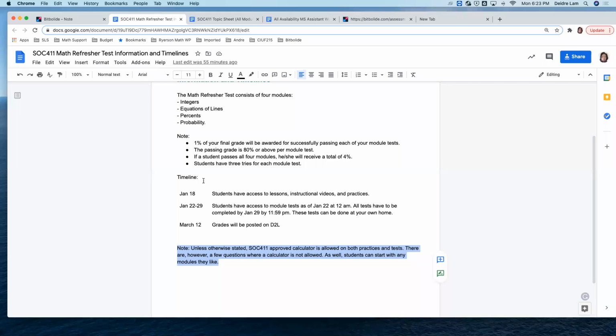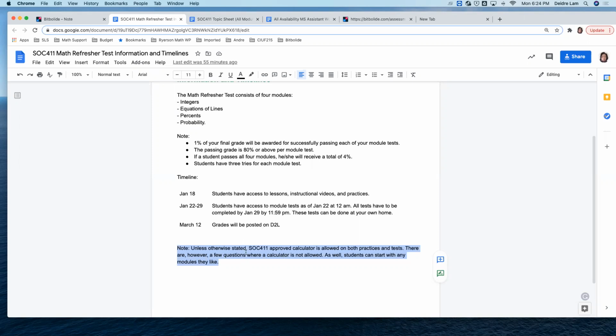In terms of the timeline, you will have access to all the lessons, instructional videos, and practices today, January 18th. From January 22nd to January 29th, students will have access to the module test at 12 a.m., and all tests have to be completed by January 29th by 11:59 p.m. These tests can be done at your own home. March 12th will be when you'll be able to view your grade on D2L.